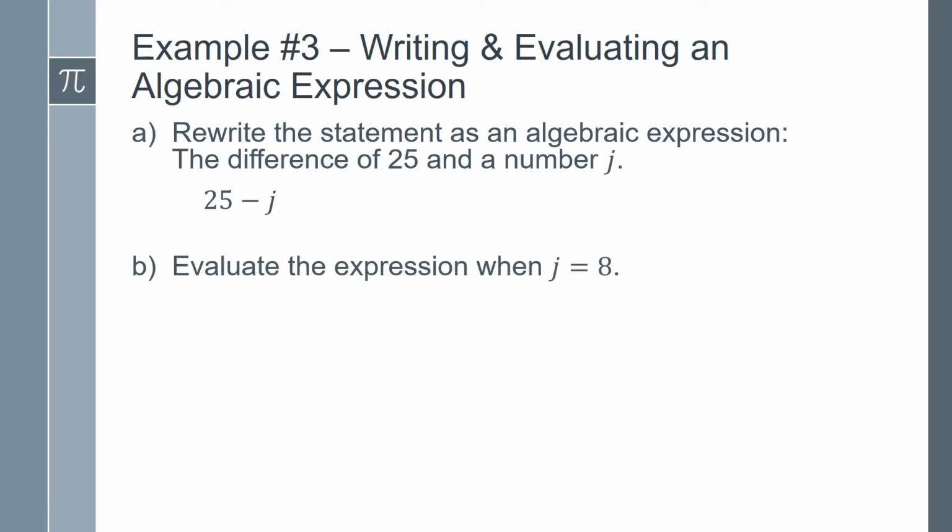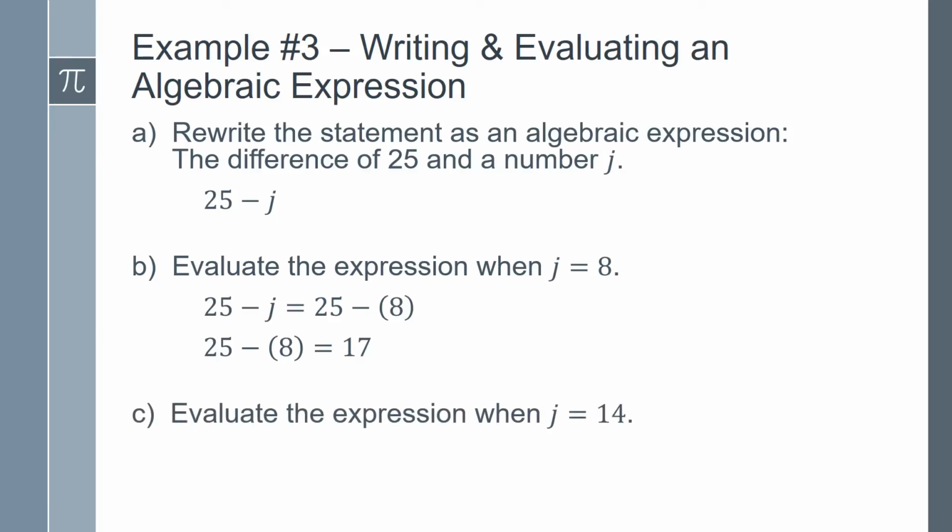For part B, we will need to evaluate the expression when j equals 8. 25 minus j becomes 25 minus 8. 25 minus 8 is 17, so 25 minus j equals 17 when j equals 8.